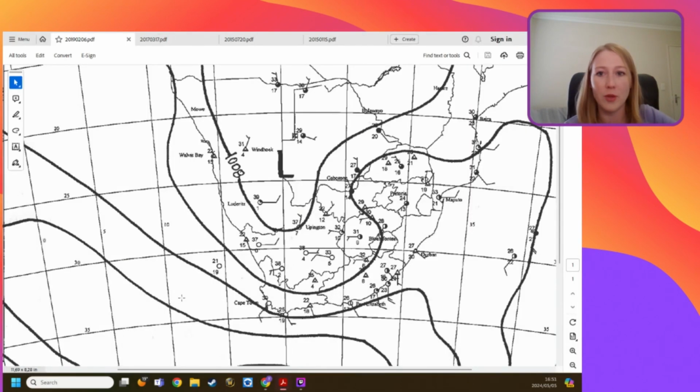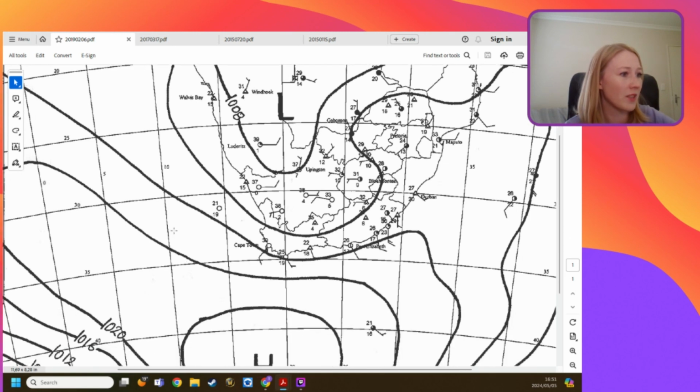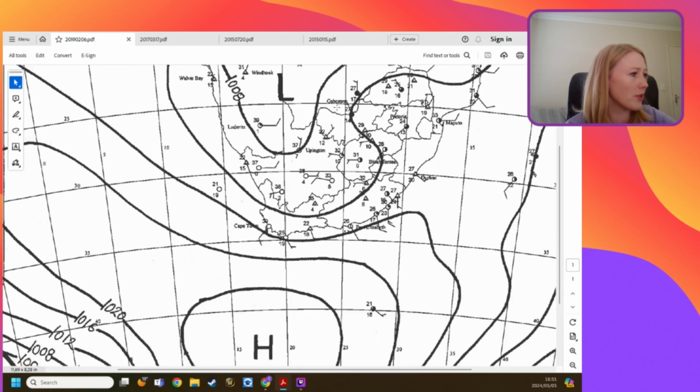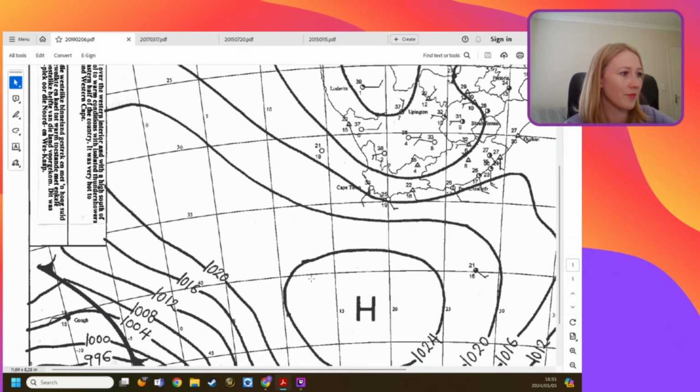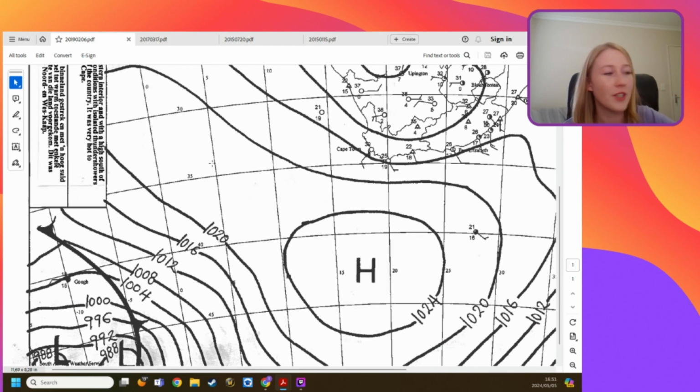On our synoptic weather map, here are my numbers: 1020, 1016, 1012, 1008. So the gap between each of these lines is 4. So 4 hectopascals is my interval.